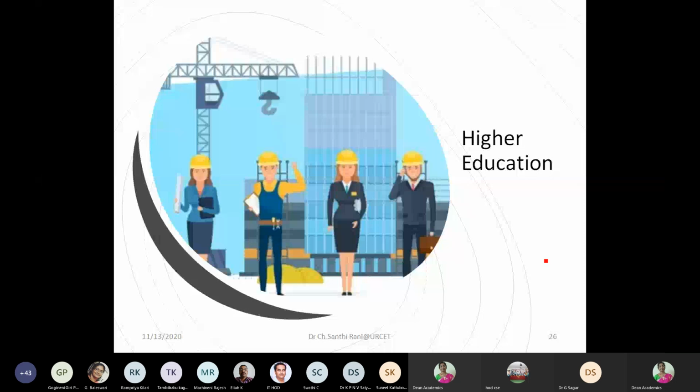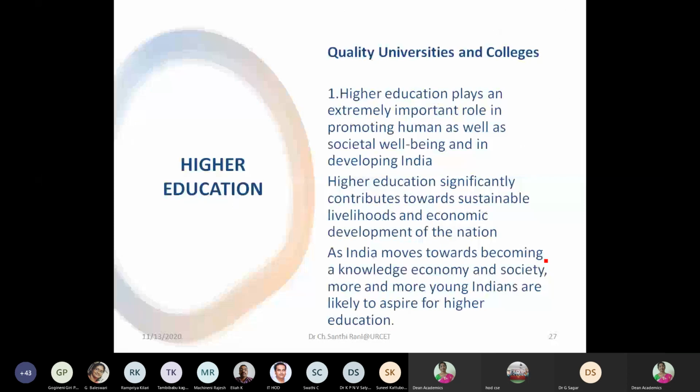So with this much introduction, let me move forward to focus on higher education. Because ours is a higher educational institute, let us see some of the main points highlighted in NEP 2020. We know that for the development of any nation, higher education contributes significantly. Higher education plays an extremely important role in promoting human as well as societal well-being and in developing our country, India. Because it is going to be available to all the remote areas, many more young Indians are likely to aspire for higher education. That is the vision of this policy.